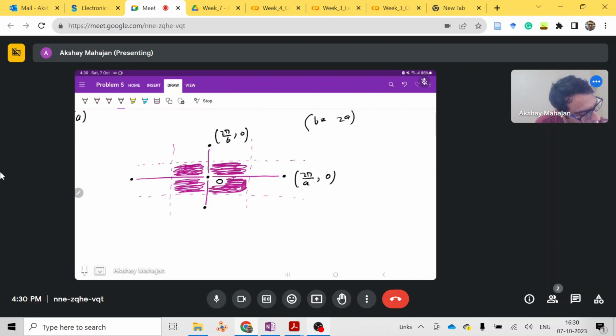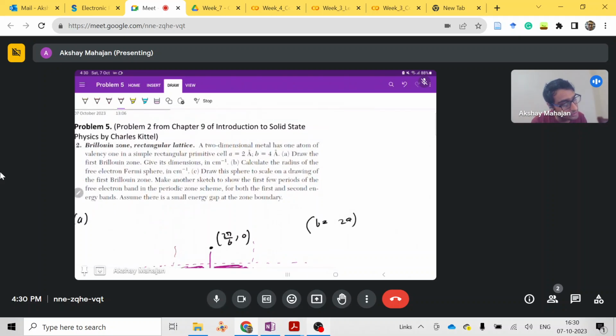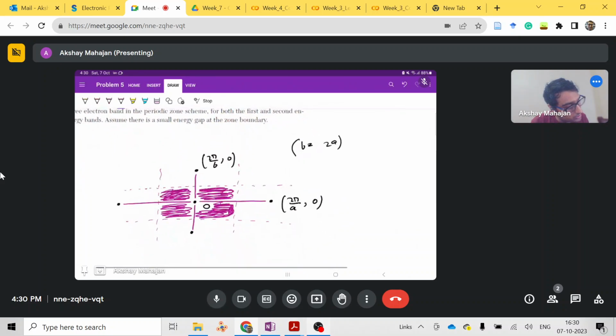Now the other thing it is asking us is to give its dimension in centimeter inverse. If this is a perpendicular bisector, then these are our Brillouin zone points. This is your first Brillouin zone, and for this rectangular system it will be a rectangle. This point will be pi by a comma 0, and this point will be pi by b comma 0.